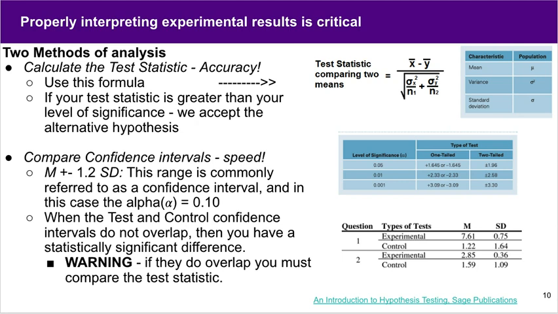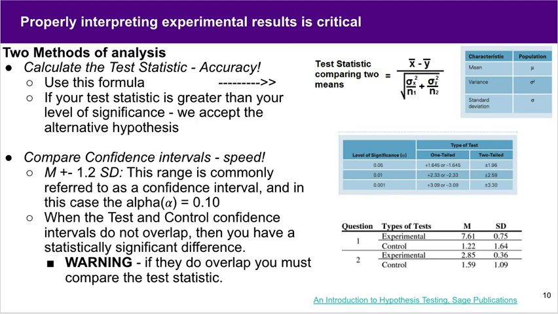spotting positive results. So take a look at these two questions here on the bottom right. You have question 1, an experiment control, a mean and a standard deviation for each, and you also have question 2. Spend just a moment on this, do the mental math, and see if you can arrive at which one of these results is statistically significant.